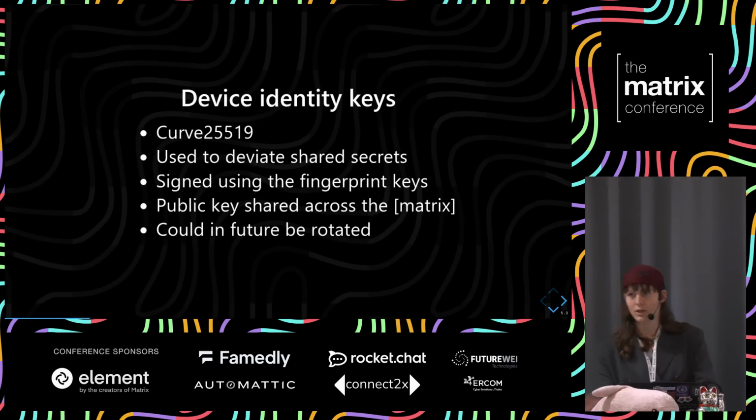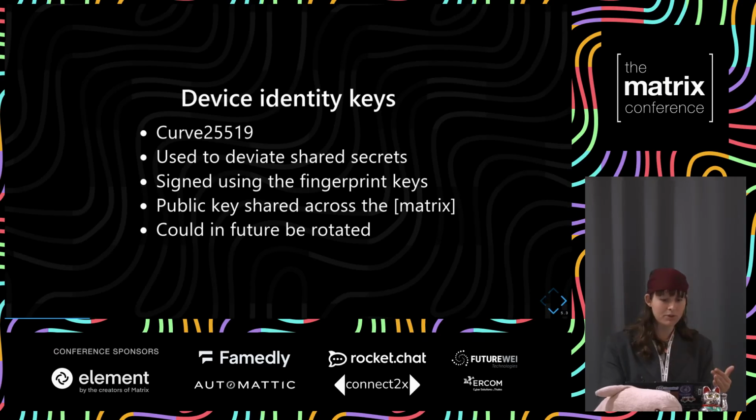Device identity keys are the second part, identifying devices on the device level. They are used to derive shared secrets, signed using the fingerprint key, and again shared publicly by means of some public key infrastructure. They could be rotated in future, in order to have better secrecy.